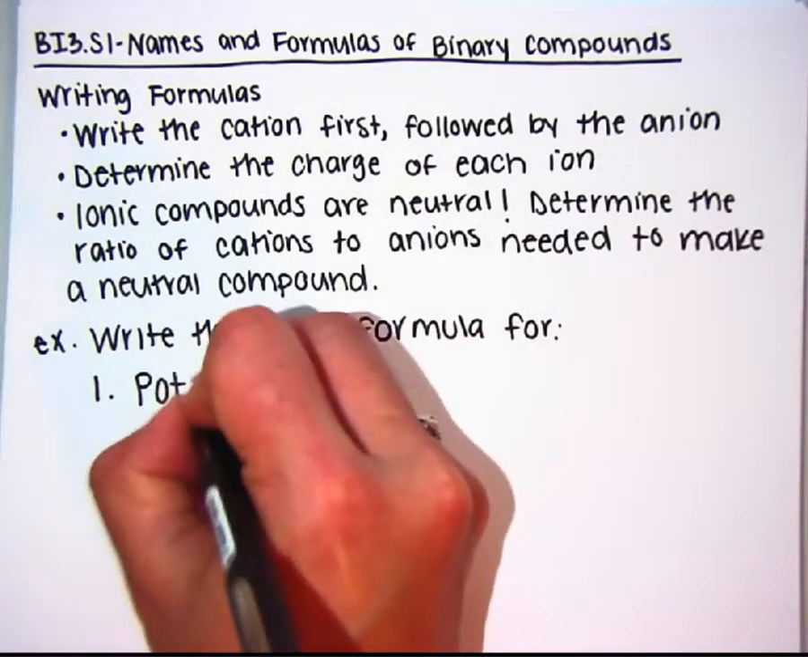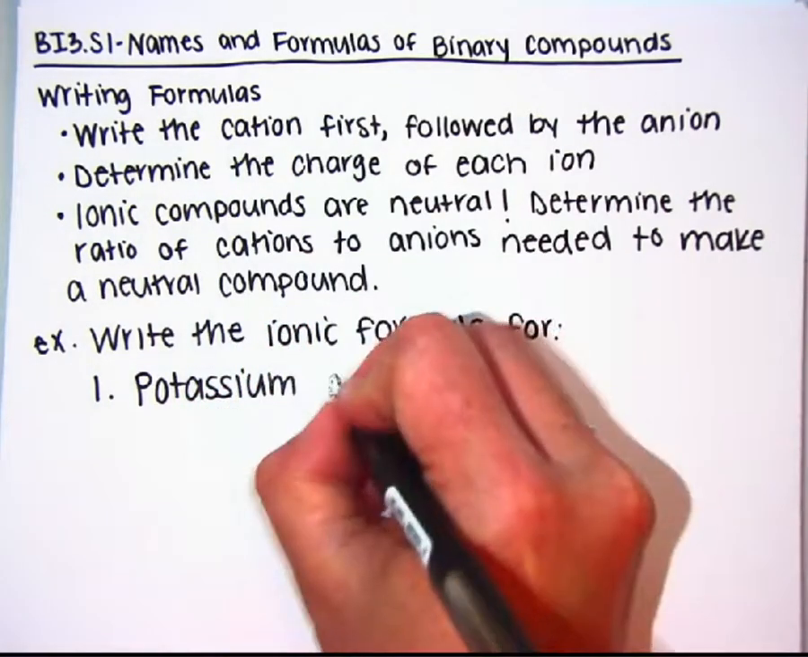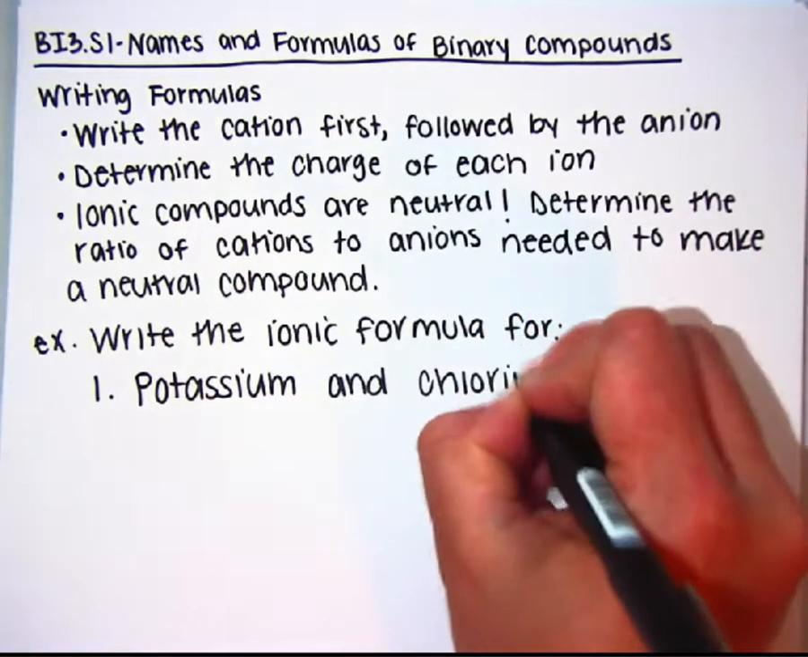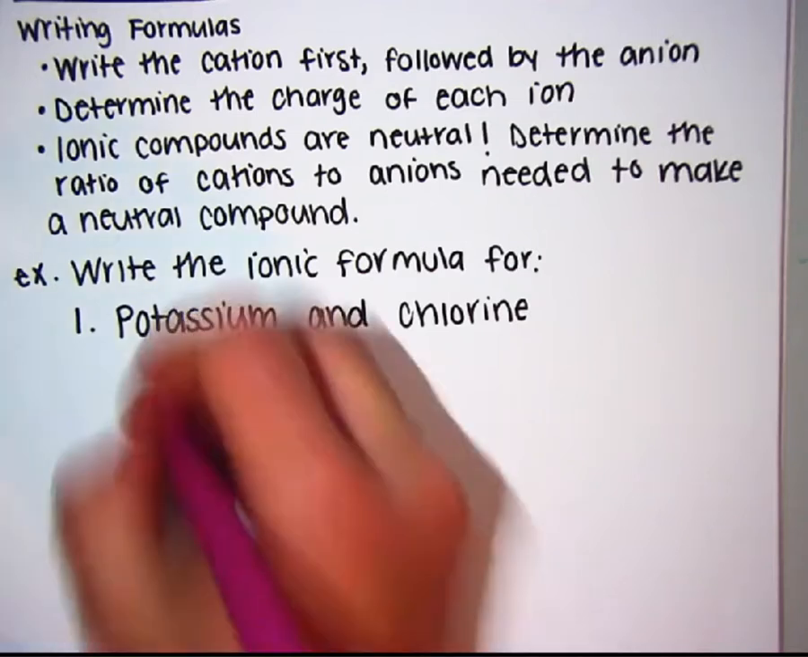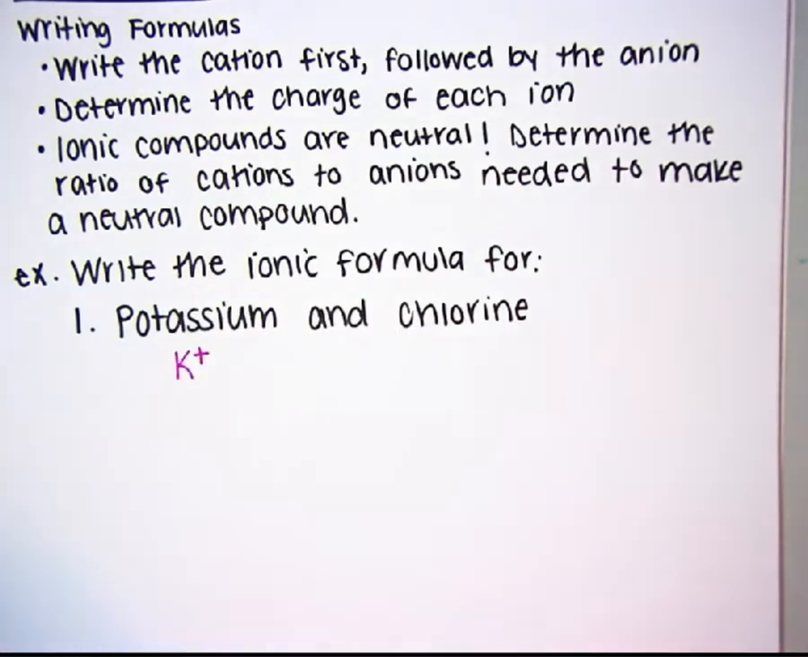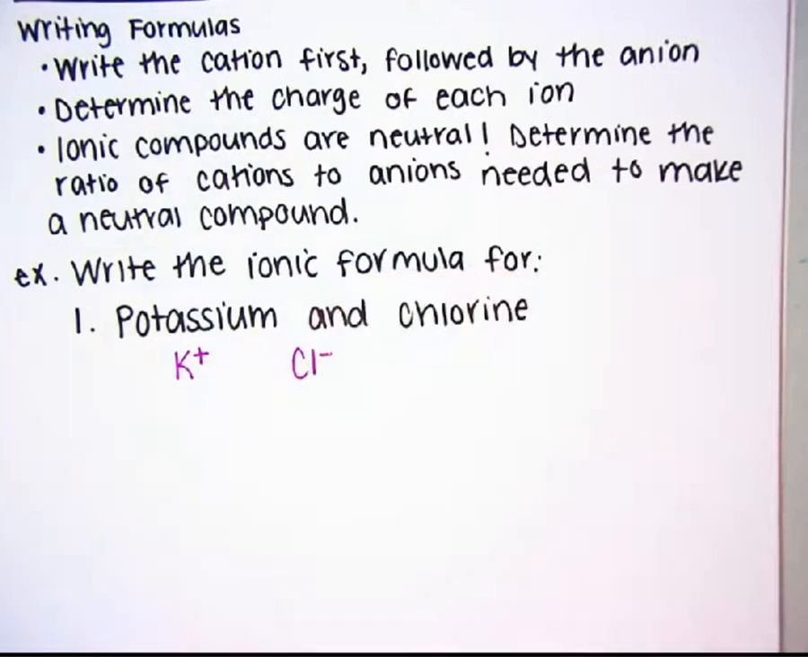Number 1. Let's say we have potassium forming an ionic compound with chlorine. So let's determine their charges. Potassium is a group 1 metal. It's going to lose one valence electron and have a charge of positive 1. Chlorine is a group 7 halogen, nonmetal. It is going to gain one valence electron. Its charge would be negative 1.